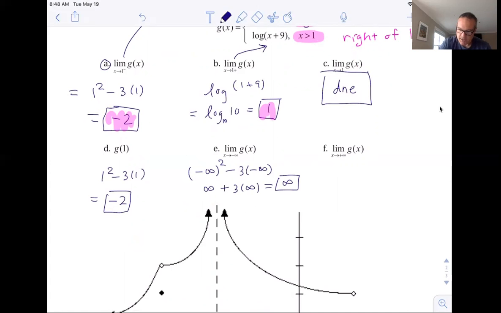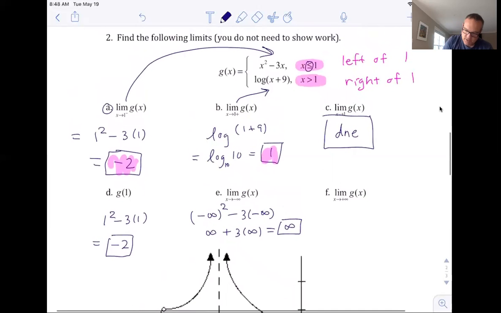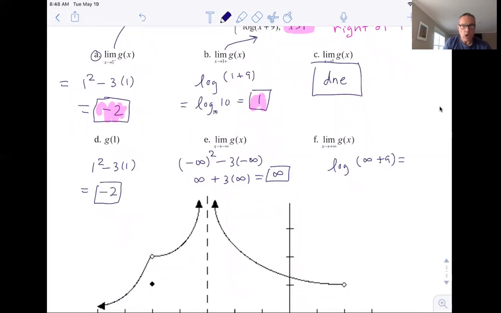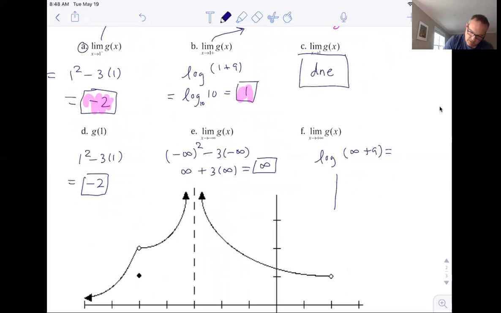And finally, what's g of positive infinity? Well, now that's right of 1, so that's the bottom. So you're going to take the log of infinity plus 9, which is the log of infinity. Now, a logarithm, I got a graph real quick just to remind you what it looks like. It slowly meanders up. So as you go to the right, it'll take a while, but guess what? You'll keep going up towards positive infinity. So that's also infinity. So I'm going to stop it here. We'll do one more video to get through this worksheet, but hopefully that was helpful for you.